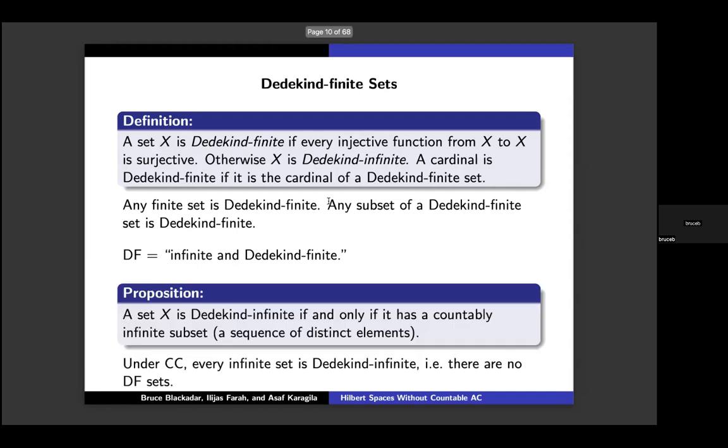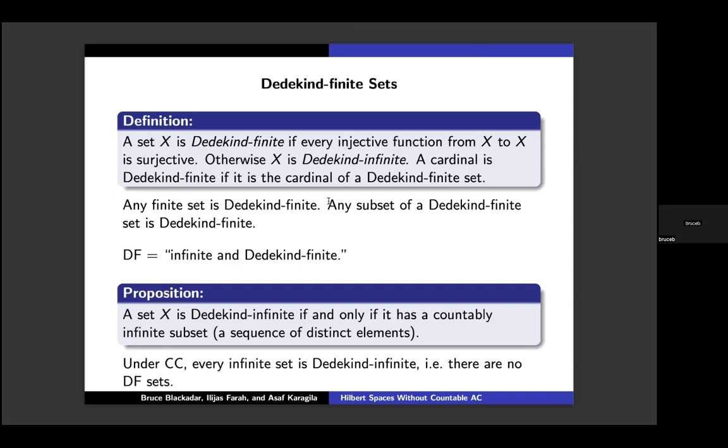So the key characterization of this concept is that a set is Dedekind infinite if and only if it has a countably infinite subset, or in other words, a sequence of distinct elements. If you have the countable axiom of choice, then every infinite set contains a countably infinite subset. So it's Dedekind infinite. So you can't have any DF sets. DF sets are incompatible with the countable choice.